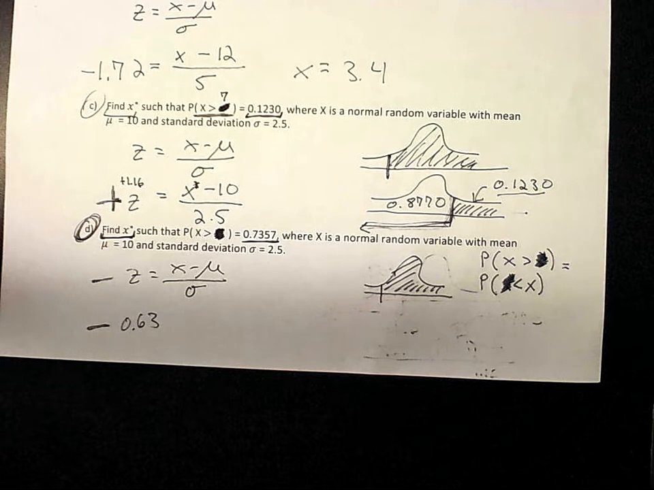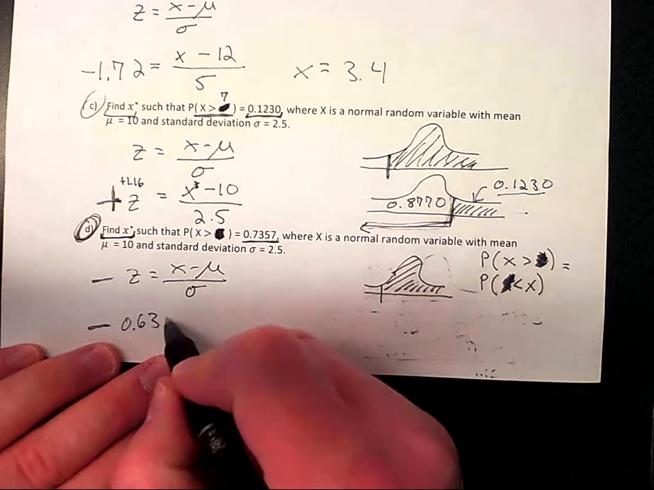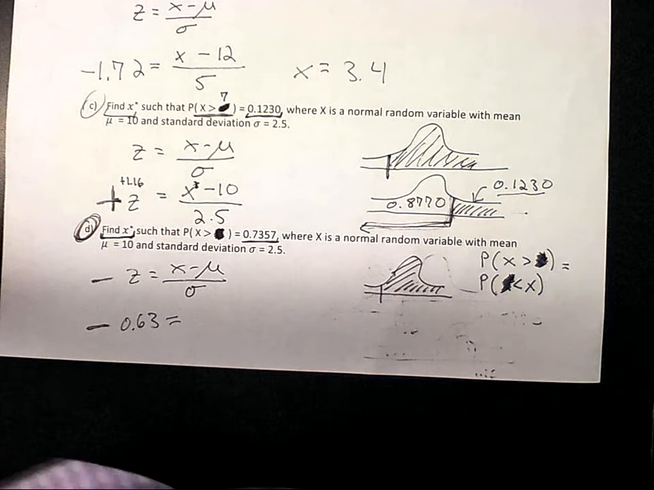But 0.63 is positive, so what do we have to do? We have to just make that into a negative z-value. Right? Is everybody good with this? That's what we determined in that previous step with where our cutoff has to be, that it has to be below the mean. All right. So now we know that our z-value is negative 0.63.